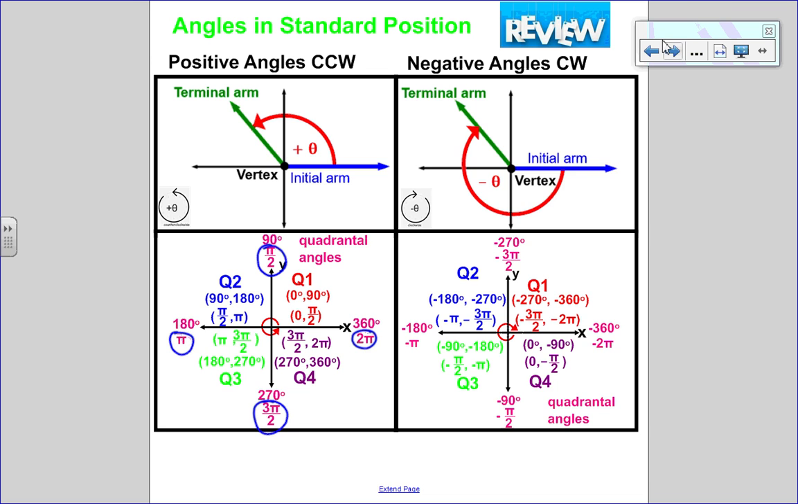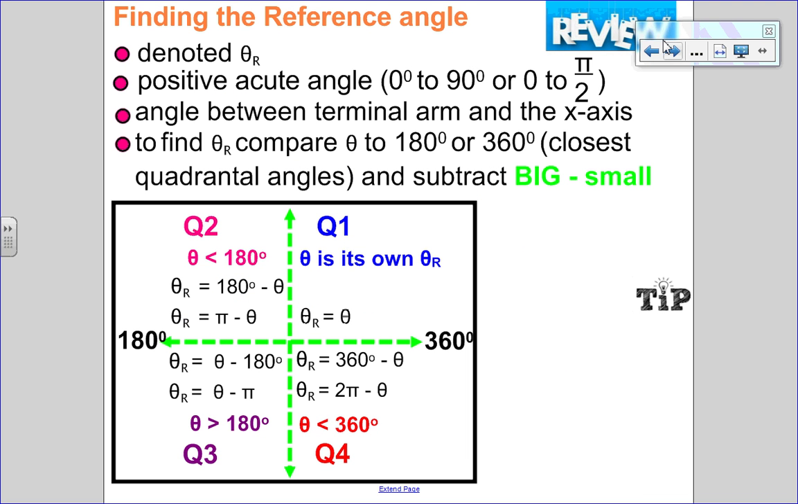I want to review also how to find a reference angle. Finding a reference angle, again, I denote that by theta with a subscript r for reference angle. A reference angle is a positive acute angle, acute meaning between 0 and 90, or in radians from 0 to pi over 2. So really that's an angle made between the terminal arm and the x-axis. That could be the positive x-axis or the negative x-axis.